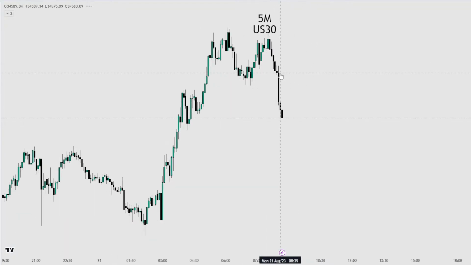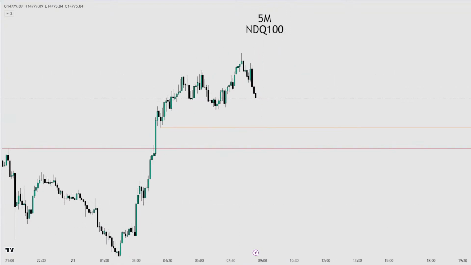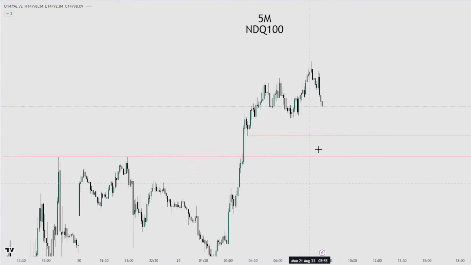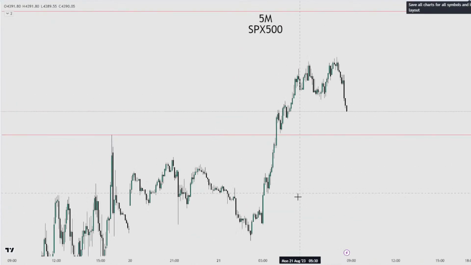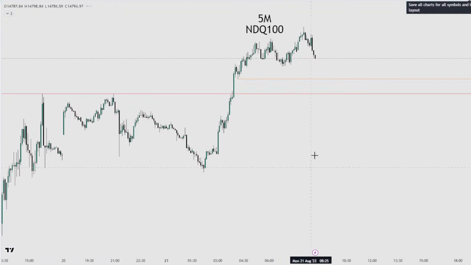Yeah, indices dropping. London on Monday is really good. Yeah, Monday is a good day. It's not as bad as many people think. It's actually really good.